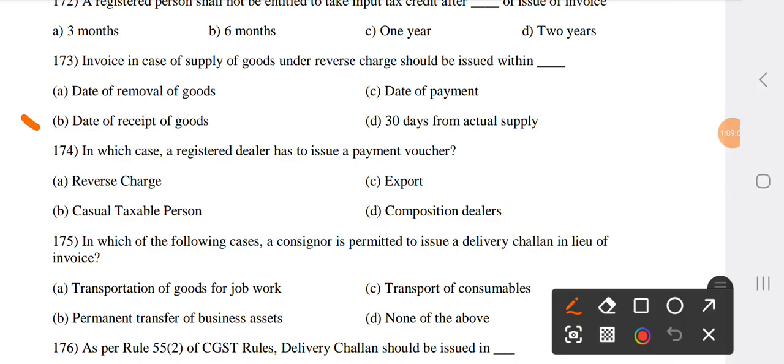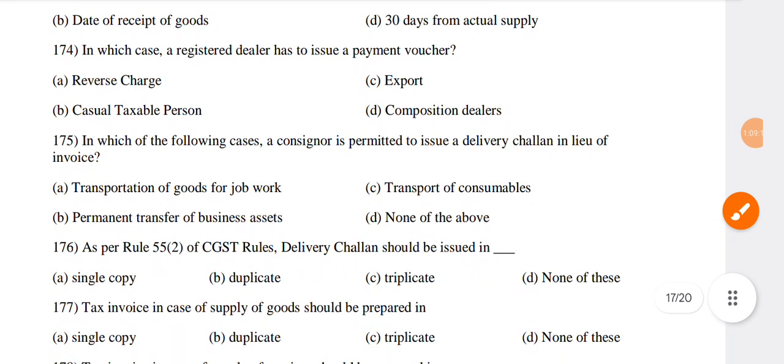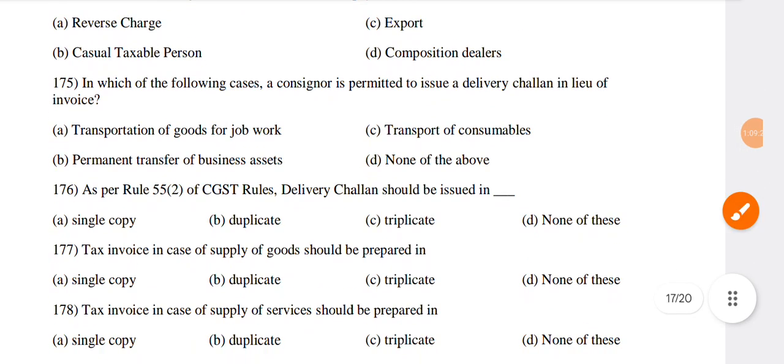Next question. In which case a registered dealer has to issue a payment voucher. Option A, reverse charge; B, casual taxable person; C, export and composition dealers. And the correct option is A. Next question. In which of the following cases a consignor is permitted to issue a delivery challan in lieu of invoice? Option A, transportation of goods for job work; B, permanent transfer of business assets; C, transport of consumables; and D, none of above. The correct option is A.